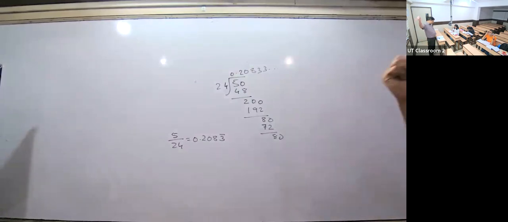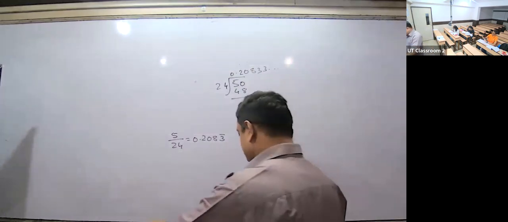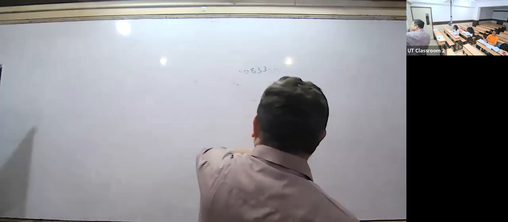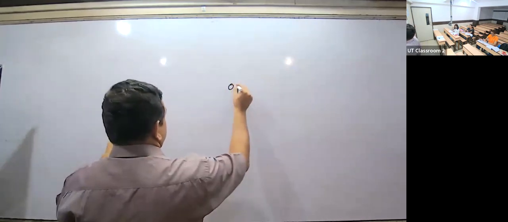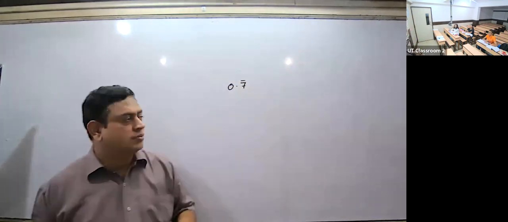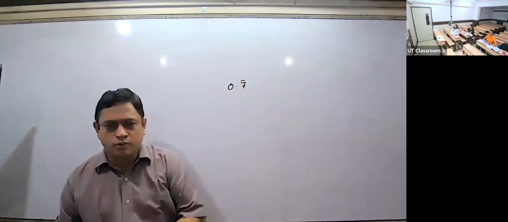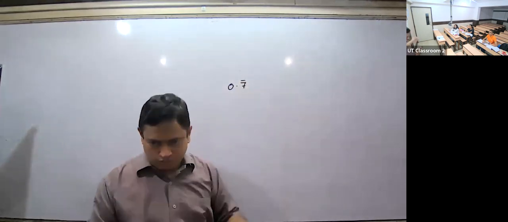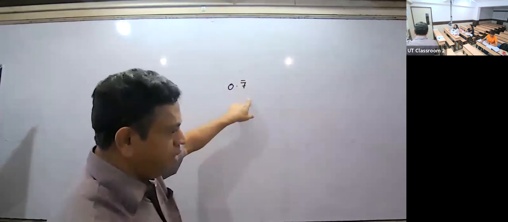Express each of the following as a rational number in the form A upon B. First one is what? 0.53 with a dot on the top. Let me explain. In the previous class we studied about these. Listen carefully. I want to write it as a rational number A upon B. A upon B means in fraction form. This is decimal form.